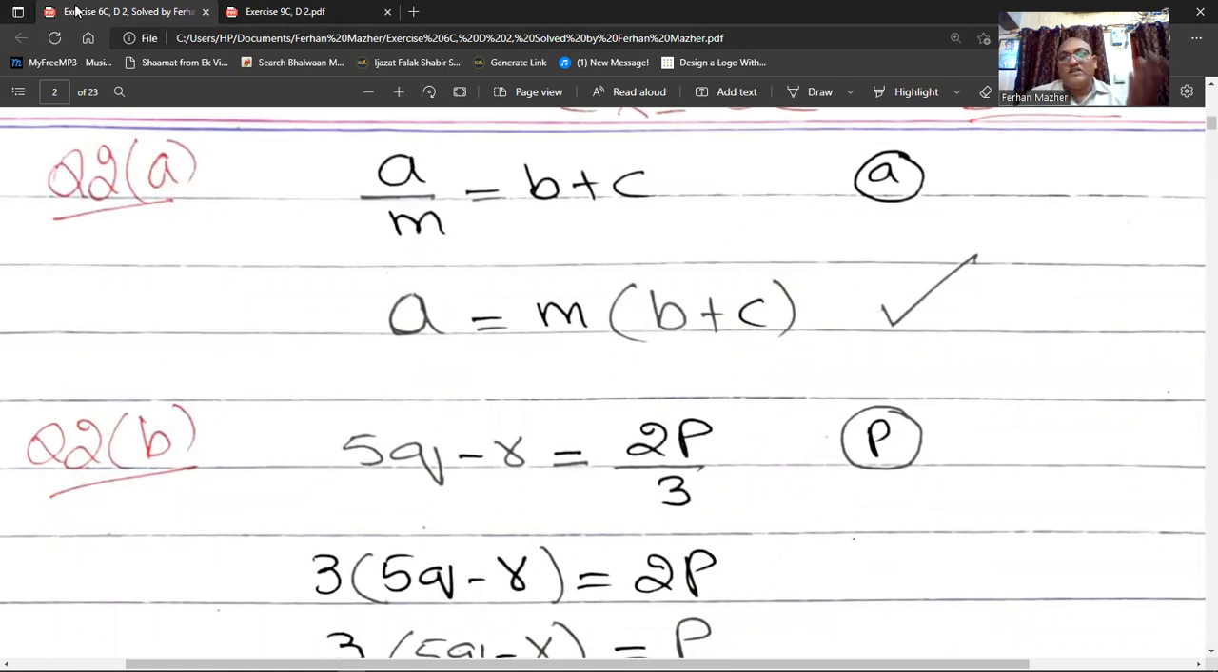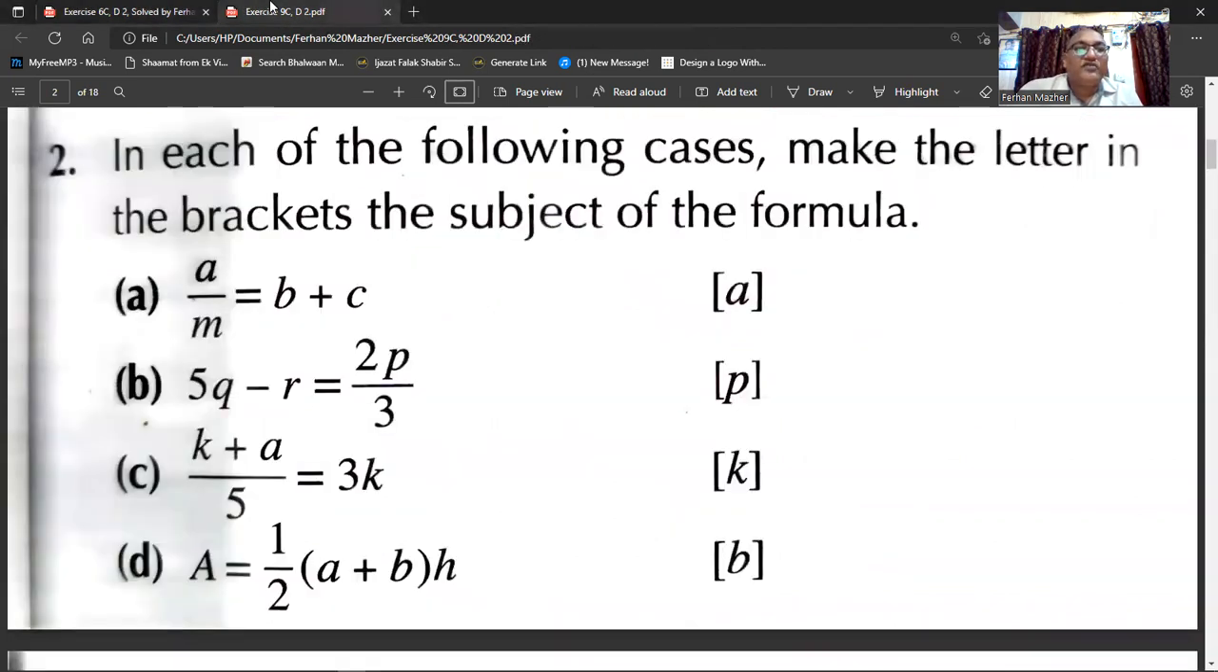That M on the left side is dividing with the A. So I will take it to the other side. It will multiply with the right side. So A will be equals to M bracket B plus C bracket close. So this is how you will do this question. And let's go to the next question.